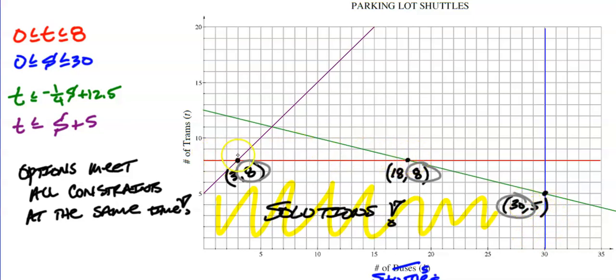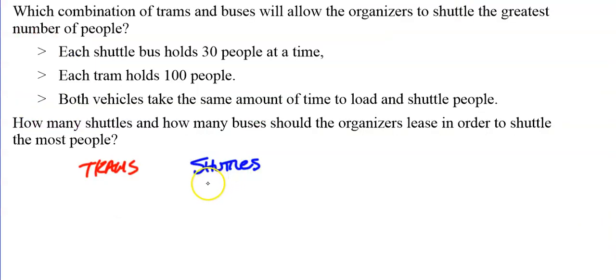And then we got 2 options for maxing out the trams. One is held by this constraint of the insurance, and this other one is held by this constraint of the staffing. And both of these are under the insurance. So we can't go above the red line or to the left of the blue. We can't go above the green. So we always have to stay in here. So we got 3 shuttles, 8 trams. Point number 1 is 3, 8. The next one was 18 and 8. And the last one was 30 and 5.